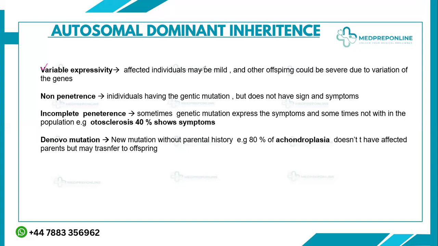Now among those who are affected, some will have some features and others will have severe features. For example, take Marfan syndrome. Suppose two children in a family have Marfan syndrome, but one has only tall stature, and the other has more severe forms like long digits, long legs, and cardiac problems. So one is mildly affected and the other is severely affected. This is known as variable expressivity.